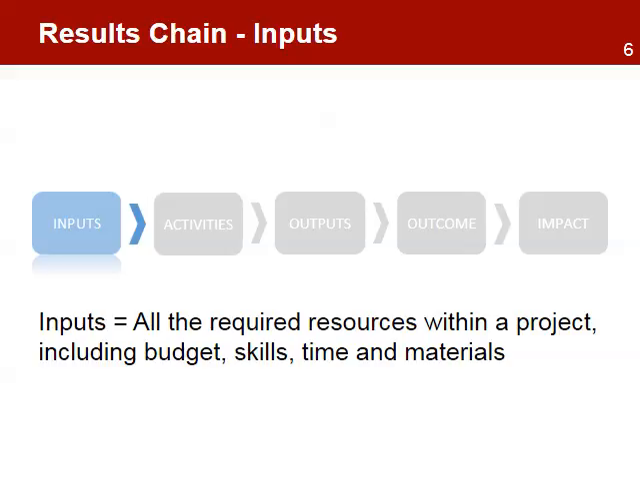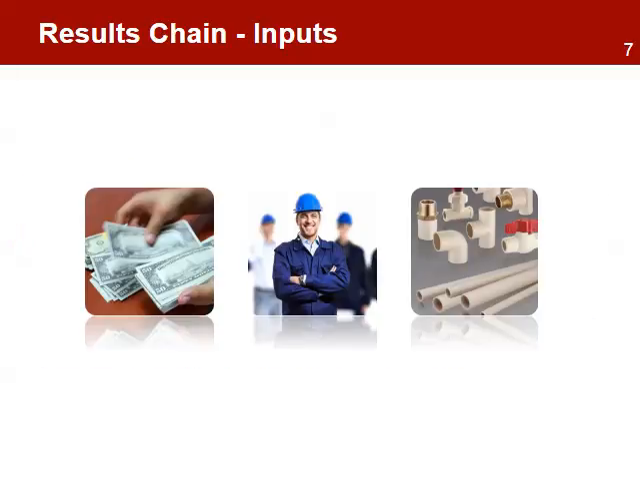At the first level, we have inputs. These are all the required resources the project needs to carry out the activities and produce the outputs. Consider inputs as the raw material or the ingredients that the project needs to bring about the changes or results that are expected. They represent the investment that the stakeholders make in the project.